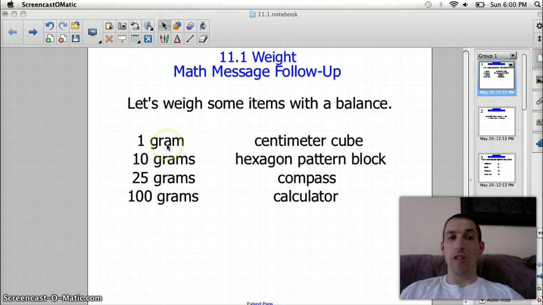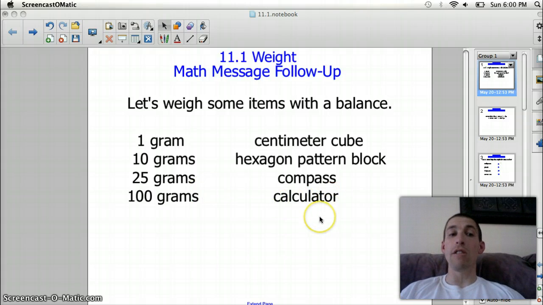So let's review a little bit. 1 gram is about the size of a centimeter cube. Now my students know what that means because it's the size of one of those little yellow cubes we use for base 10. So 1/100th cube. The hexagon, the yellow pattern block, is about 10 of those. A compass is about 25. And then about 100 is a calculator.